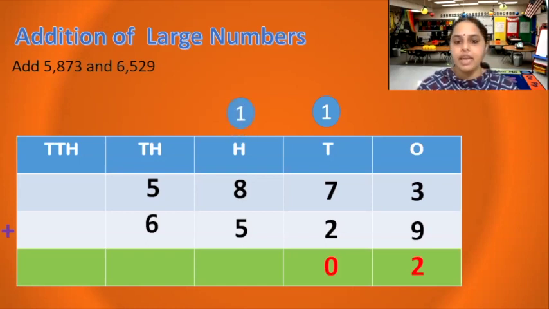1 we have carried forward to the hundreds place. Is that fine? Okay. Now we will add all the numbers in the hundreds place. So 8 plus 5 is 13. Keep the bigger number in your mind. 5 is the smaller number. Take 5 fingers. After 8 start counting: 9, 10, 11, 12, 13.